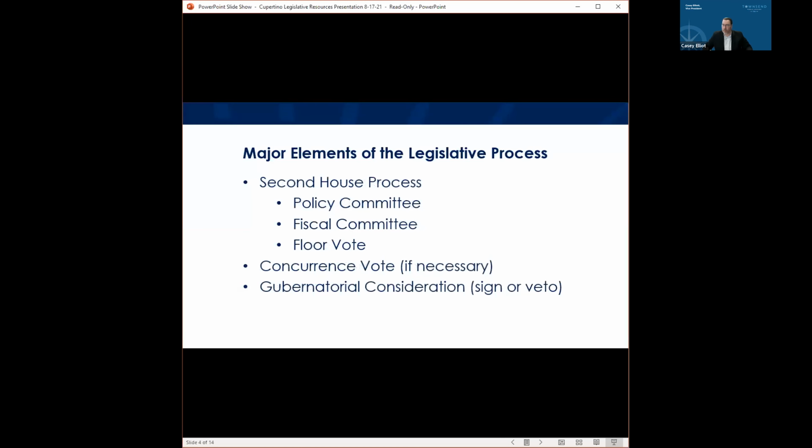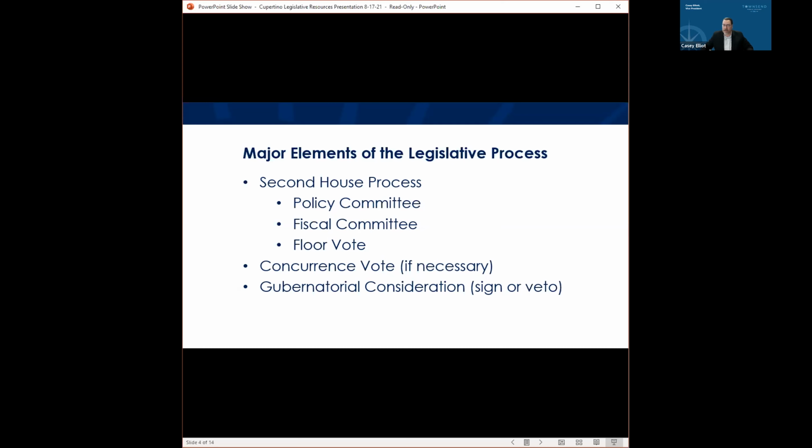And then as a bill progresses, it moves from the first house to what we refer to as the second house. So this would be assembly bills going into the Senate, Senate bills coming over to the Assembly. And a similar process gets played out again with policy committees, fiscal committees, and floor votes. Slight bit of difference on the second house.